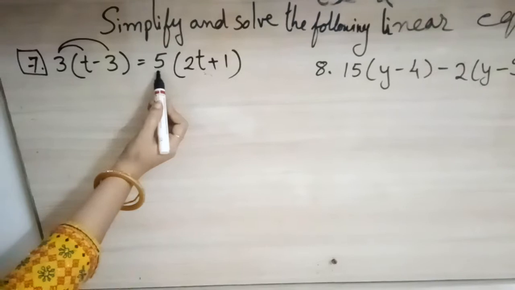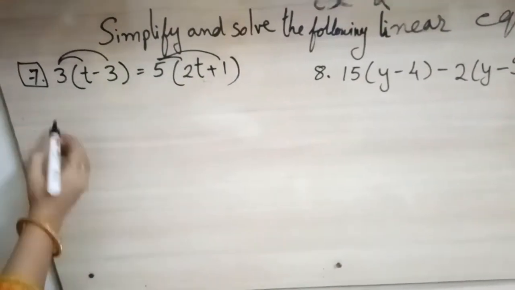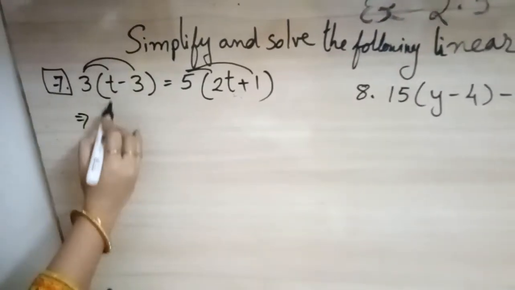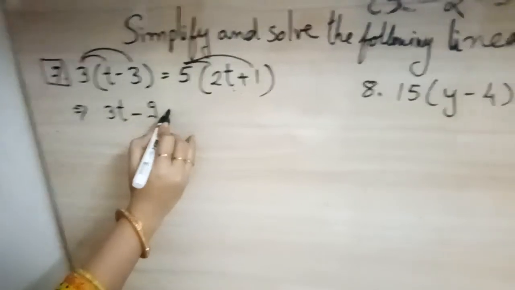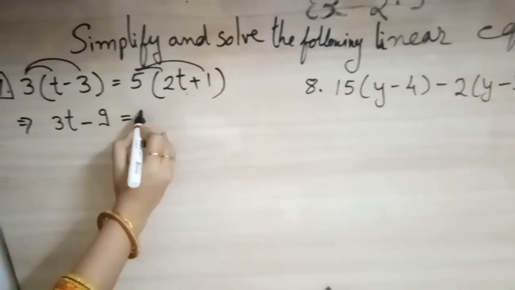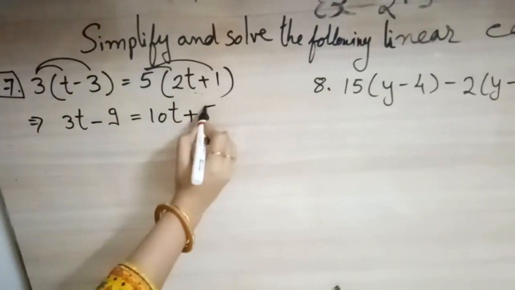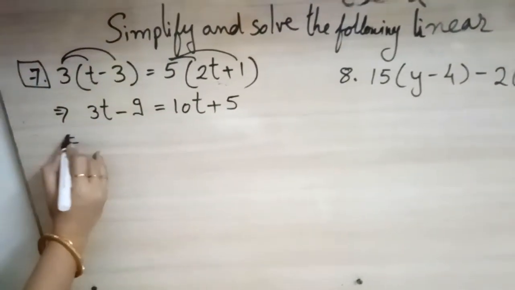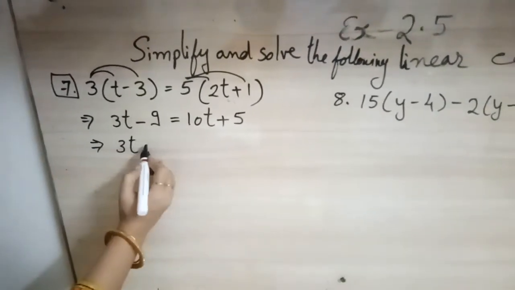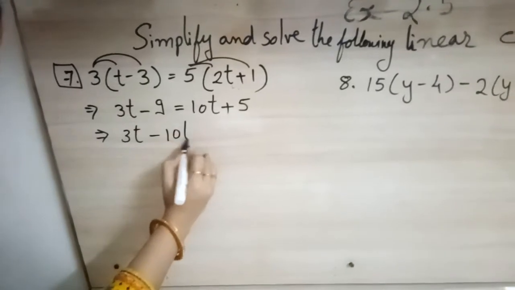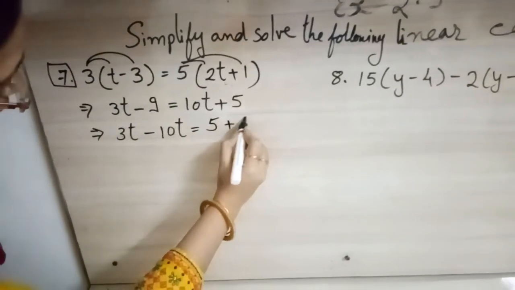Okay, same here. 5, no sign is there, means it is multiplication, so 5 will be multiplied to both the terms. So what answer will it be? 3 into t will become 3t, minus 3 3s are 9, is equals to 5 into 2 will be 10t plus 5 into 1 will be 5. Now you know how to do it. We will bring the like terms.